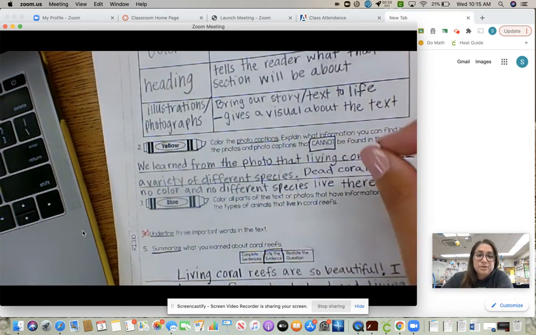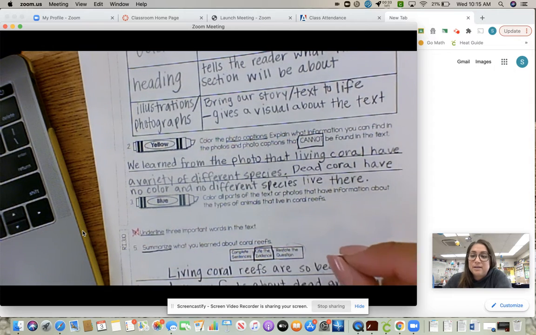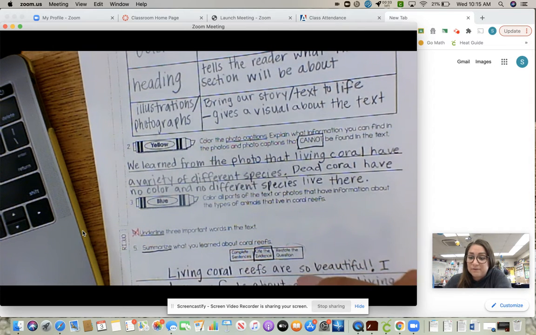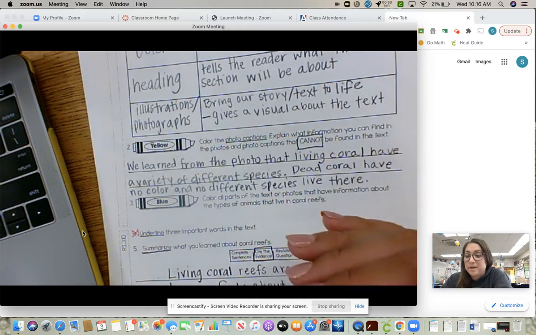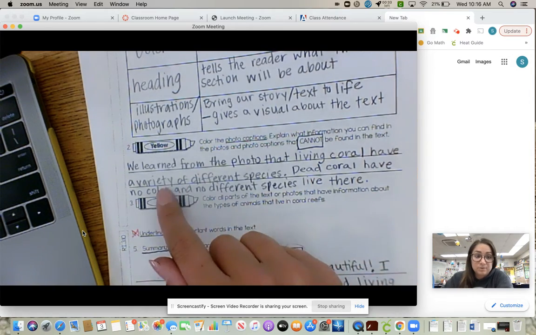We moved on to number 2 about what the photograph or illustration provides us that the text does not provide us. And we found out that there was information in those photo captions that the author did not tell us in our paragraphs of our article.